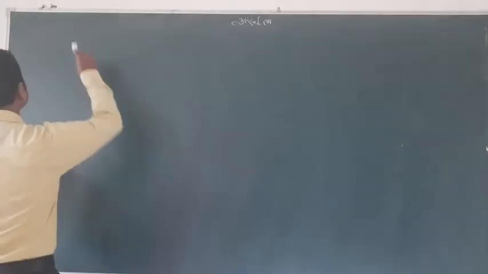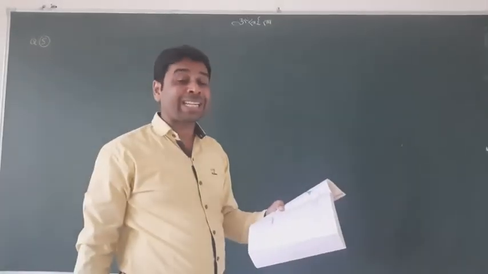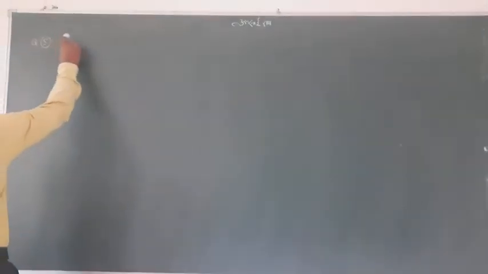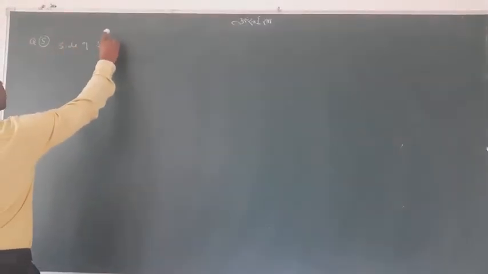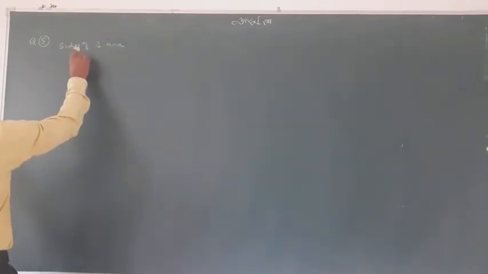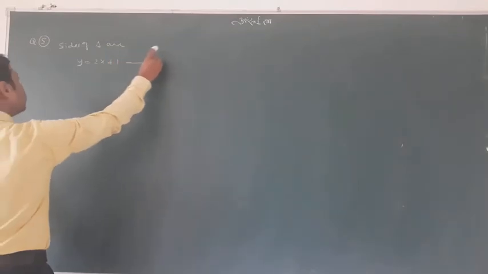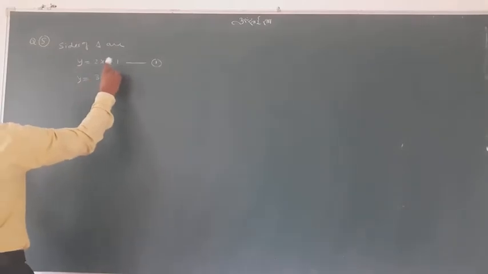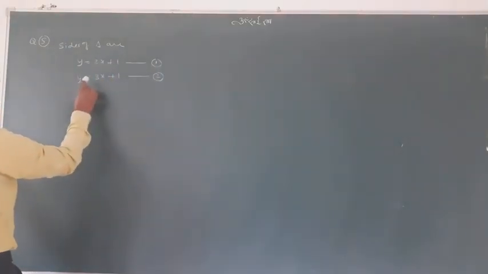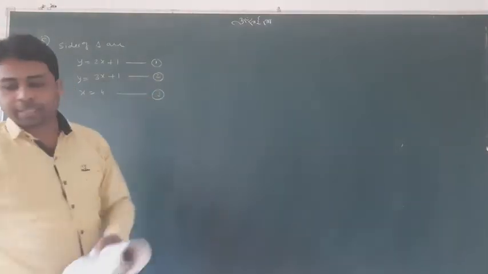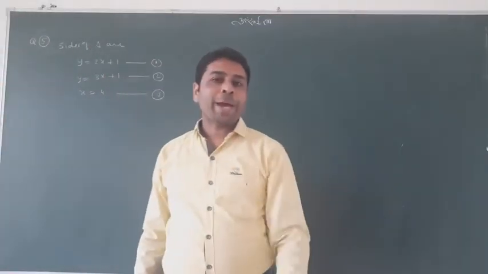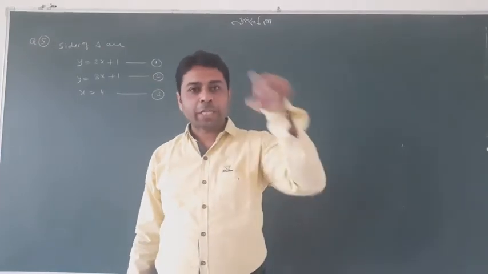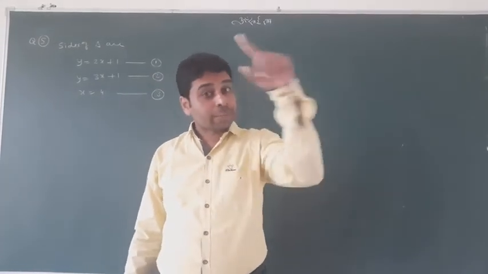It is also a very interesting question of exercise 8.2. Using integration, find the area of the triangular region whose sides are given. The sides of the triangle are given as y equals 2x plus 1 first, y equals 3x plus 1 second, and x equals 4. These are the sides of the triangle. Now can you compare? In the last question we were given the vertex points and we found the equations of the sides also.